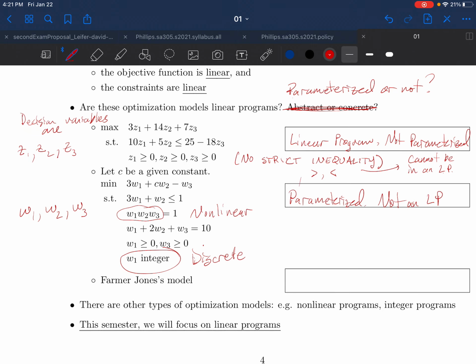Farmers-Jones model, if you go back and look at it, you should convince yourself that the thing we wrote in the boxes, not when I describe what a parameter is, but the things in the boxes, is indeed not parameterized. And it's an LP, it's a linear program.